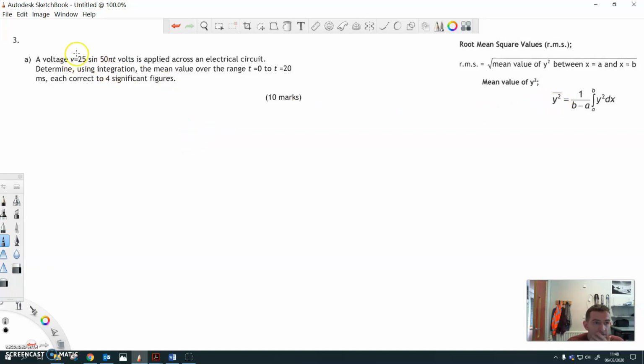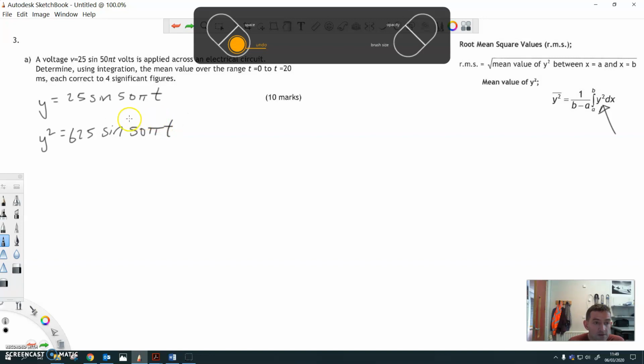we have v here, but it doesn't really matter, so y equals 25 sine 50 pi t, right? We want y squared now. We're getting ready to use this formula. We're going to get y squared, because we want this bit in here for integration, right? Y squared will equal 25 squared, which is 625. So I have 625 sine 50 pi t. This whole thing is going to be squared, so you could have the squared out there, but they write it like this. You put the 2 up there.